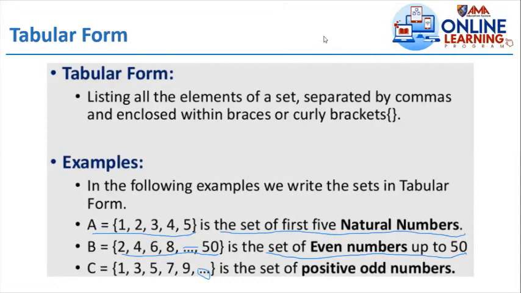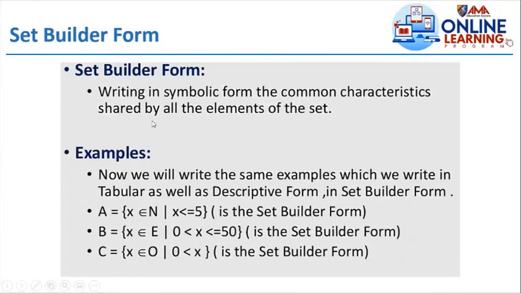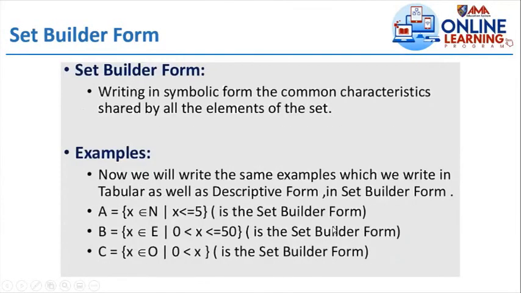Okay, I will clear all my drawings. Next, for the descriptive form, those are the given ones earlier. And then next, you have the set builder form. All you need to do here is to find the common characteristics or attributes of the given elements. If we go back to the given earlier, set A is the set of the first 5 natural numbers. In set builder form, we have A is equal to {x element of N, N is the set of natural numbers, such that x is less than or equal to 5}.